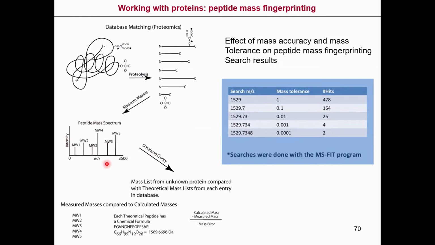And with the help of a database and a computer, you will have the mass list from the unknown protein, and you will compare it to the theoretical mass list from each entry in the database. And it's the way to identify proteins. So you can have several peptides, and after that, know which is your protein. Okay.